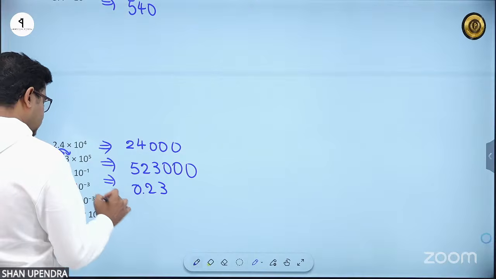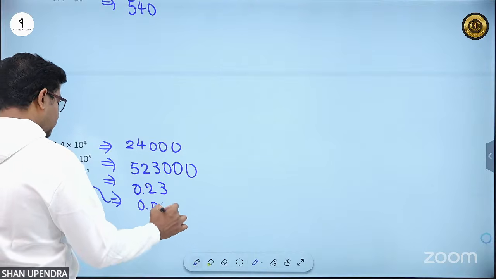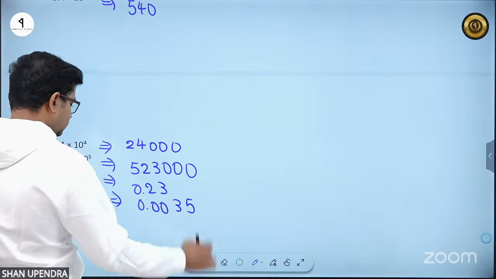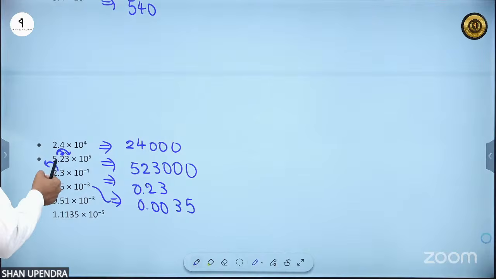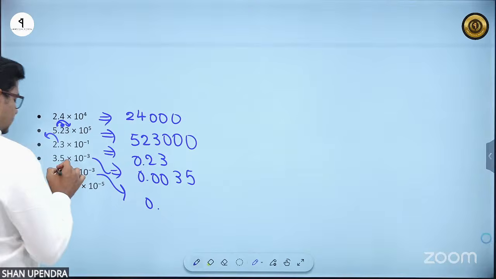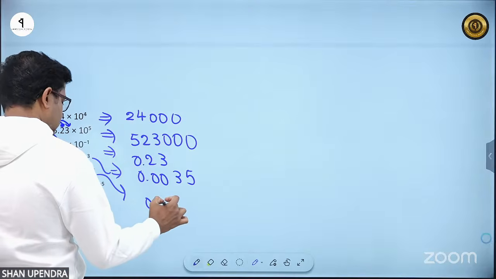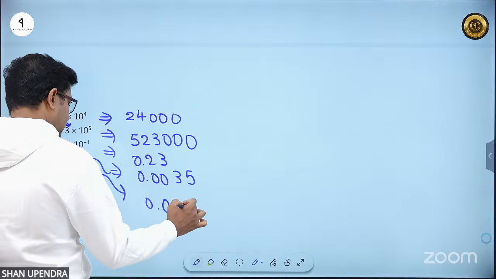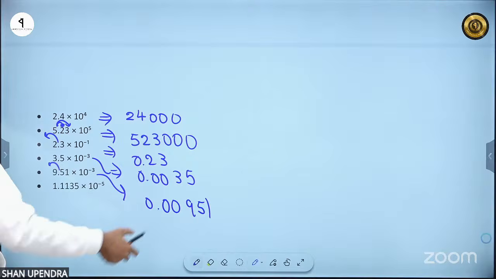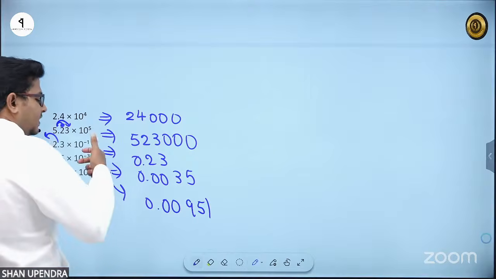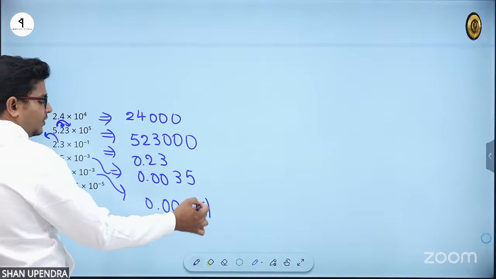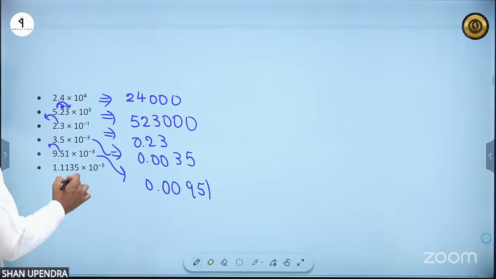That means 0.0035. One, two, three, yes. Again this one is 0.123951. If you want, you can check in the other way. I mean, you can check the opposite direction. If you take something like this, the opposite direction is 9.51 × 10 to the minus 3. Yes, correct.